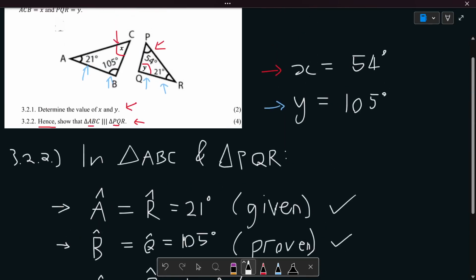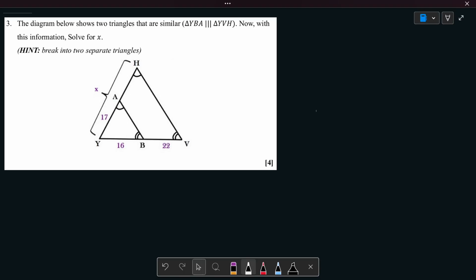Let's move on to the last question that we have. So I found this question and I thought it was a very, very amazing question. I really like this question. So the question says the diagram below shows two triangles that are similar. Triangle YBA is similar to triangle YVH. So this is something new actually. We can see over here that they give us that these two triangles are similar, which they don't normally do. They normally ask us to show that they're similar, but this time they actually give it to us.